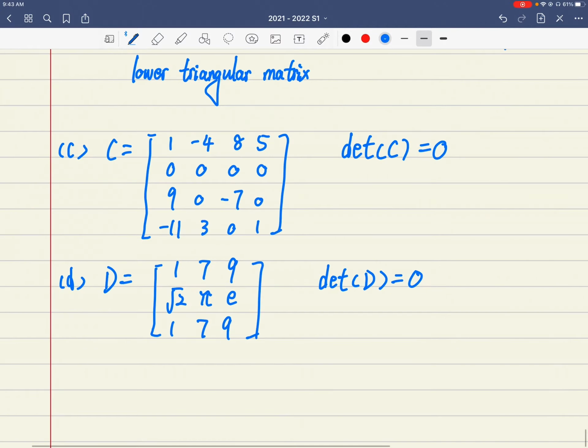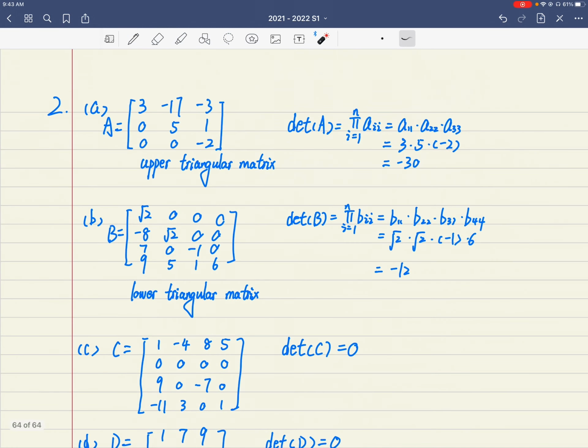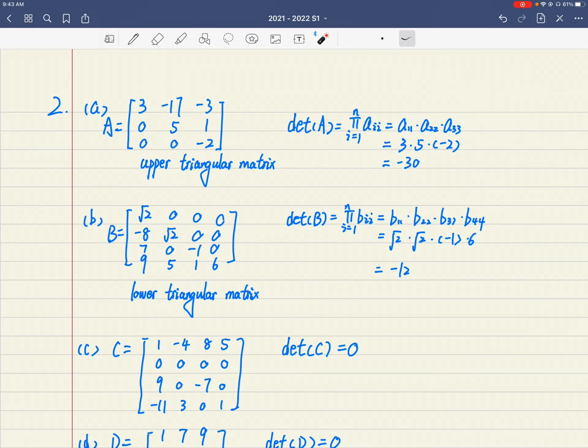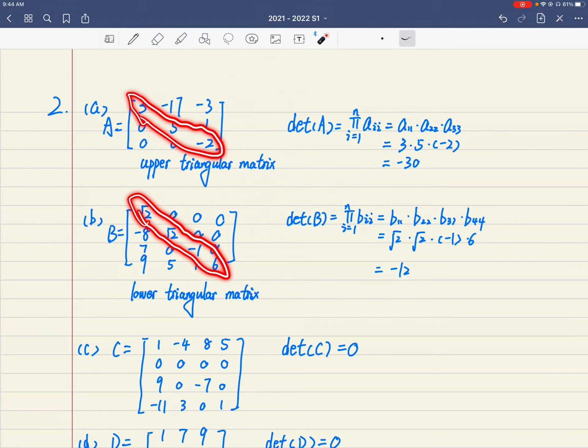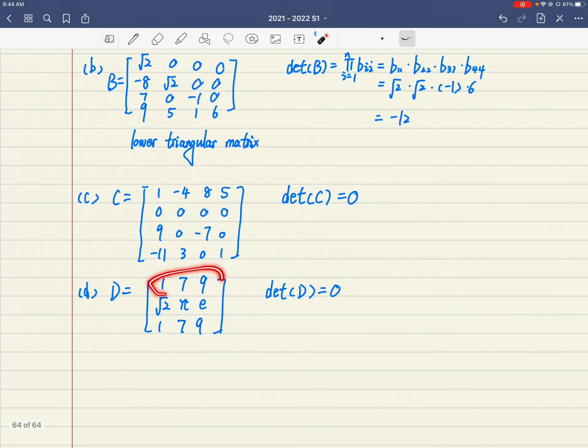Its determinant is 0. A quick summary. When it's an upper or lower triangular matrix, the determinant is just the product of all the diagonal entries. When a matrix has an all zero row or all zero column, its determinant is 0. When a matrix has two identical rows or identical columns, its determinant is also 0.